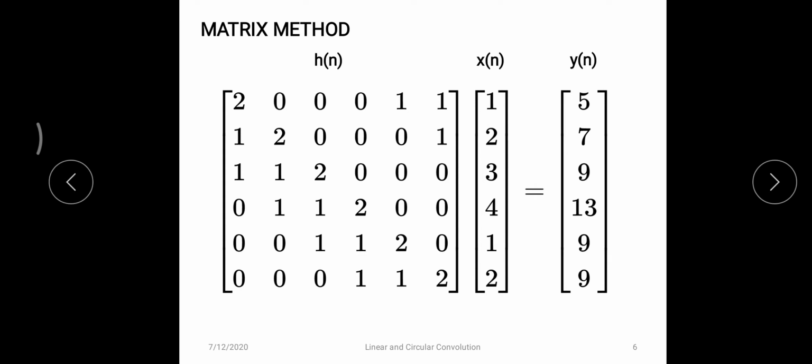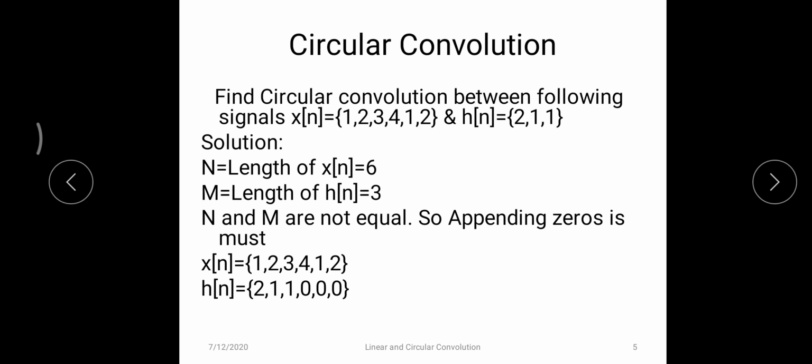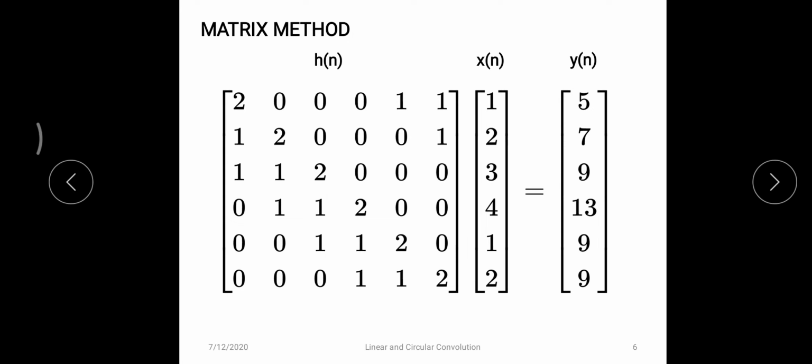Now x of n is nothing but, once again, the sequence x of n is 1 2 3 4 1 2. You can take these values and place them in a column, since it is a column matrix. Now do just simple matrix multiplication. Take the first row, multiply with the first column, and that value is nothing but 5. And take the second row, multiply with the first column and place it in the second row, first element. And similarly, third row first column, fourth row first column, fifth row first column, sixth row first column, and place the values in y of n.